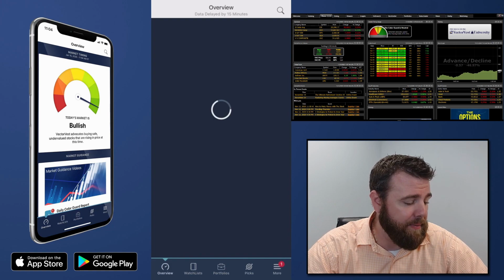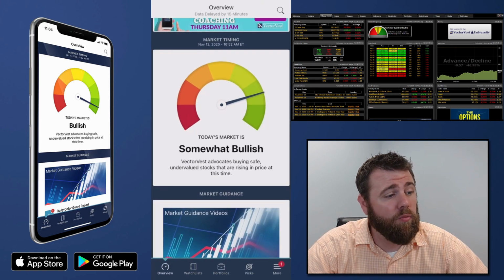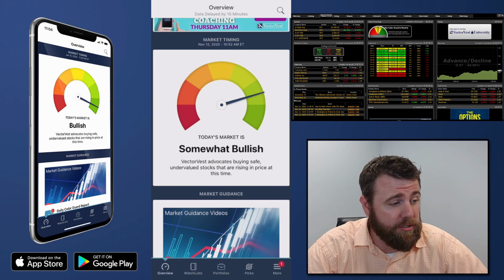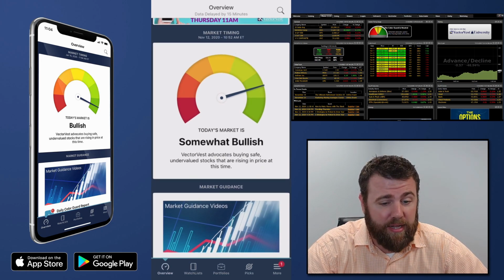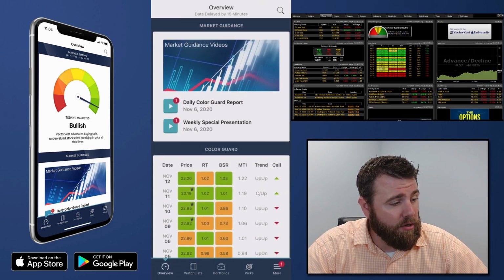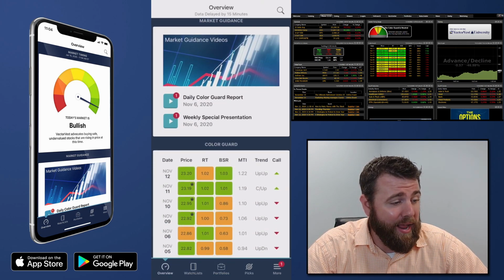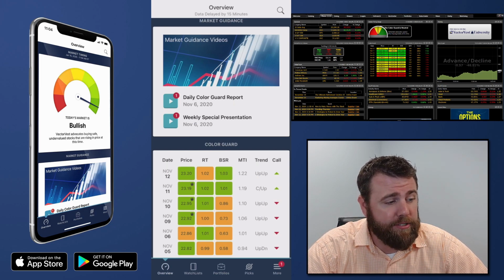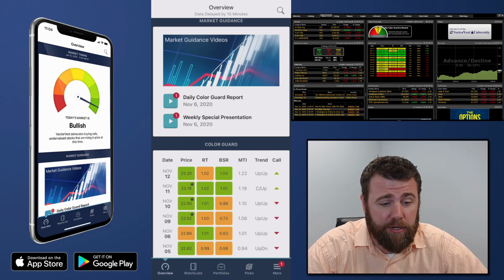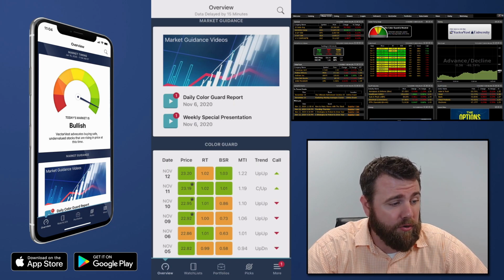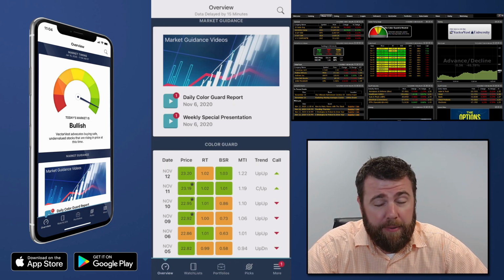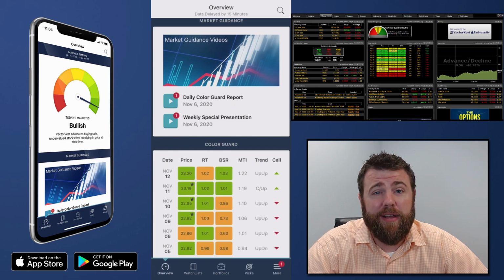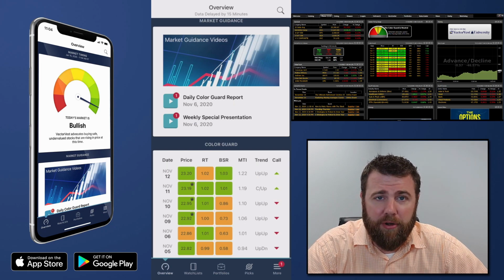So if we take a look what's happening in Canada. Right now, we're 2 ticks into the green. We're somewhat bullish, and VectorVest advocates buying safe, undervalued stocks that are rising in price at this time. If we scroll down a little bit, we see the price is higher day over day and week over week. The RT is flat on a day-to-day basis, but the buy-to-sell ratio is moving slightly higher than the previous day and definitely higher compared to 5 trading days earlier. MTI still has a little room to climb, up at 1.22. Up situation, and we got that confirmed up signal as of yesterday, a day after the US markets here.